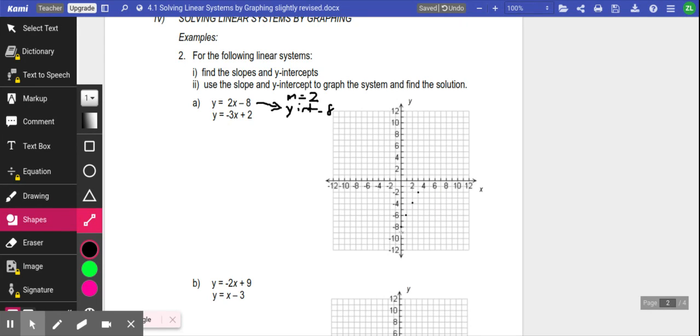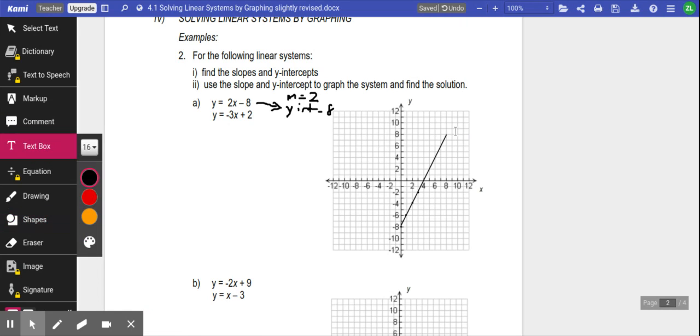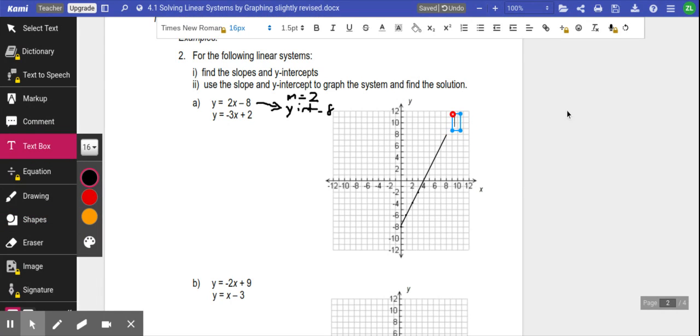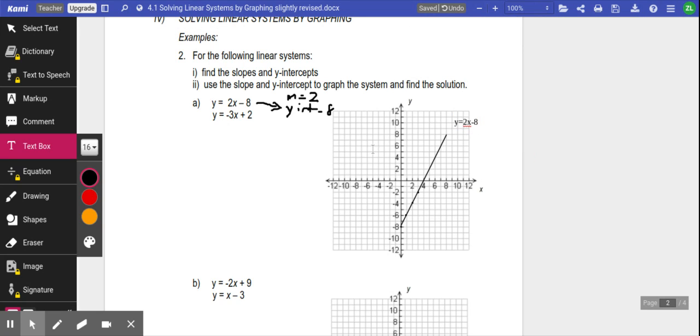If we imagine our line here, I'll start it right there, and I'll continue through on our slope for as long as I can. So that would be our line. Then, of course, we want to have our text box to say that it is y equals 2x minus 8. That's the equation of that line right there.